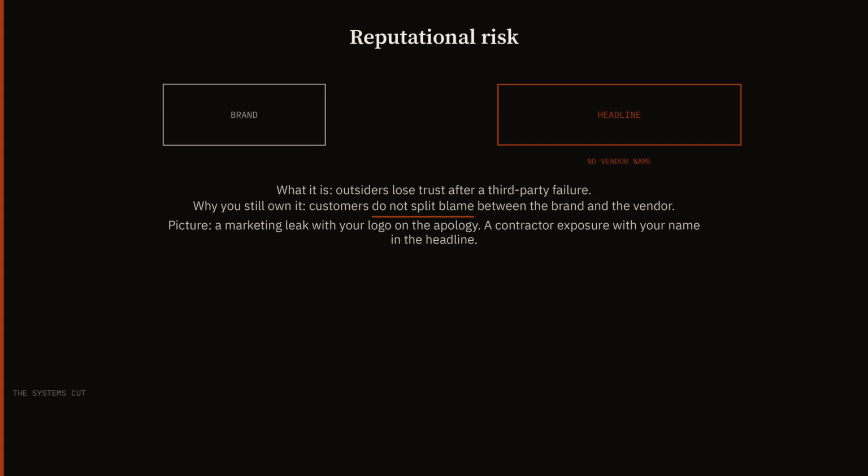A marketing platform that leaks a customer list still shows your logo on the apology. A contractor that posts personal data still shows your name in the headline. People outside the building do not hold a map of your subcontractors. They hold the brand they paid. Trust returns to the name on the bill, not to the name on the purchase order.